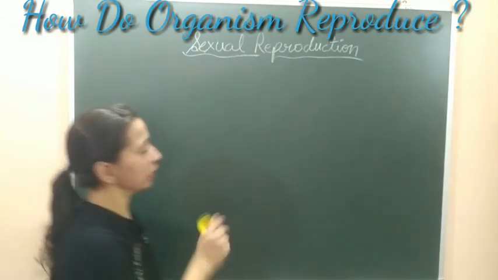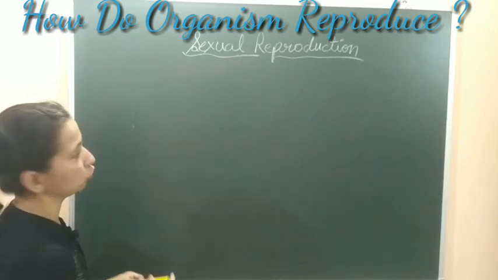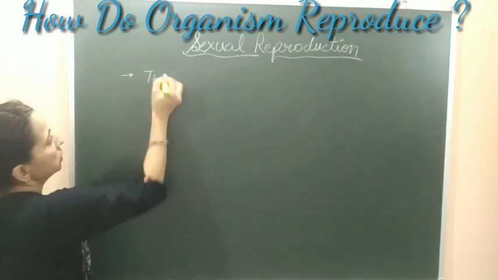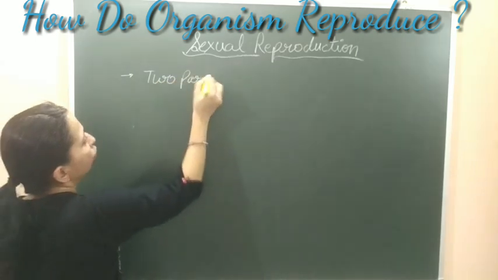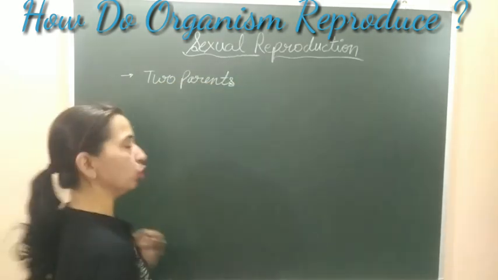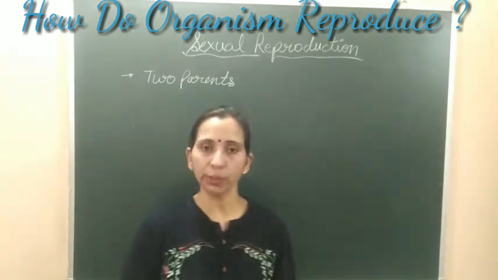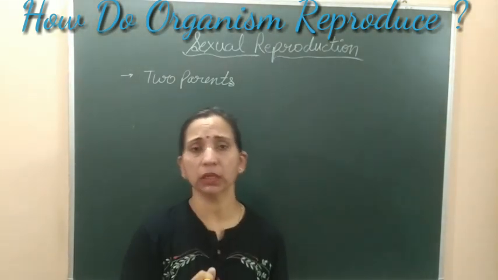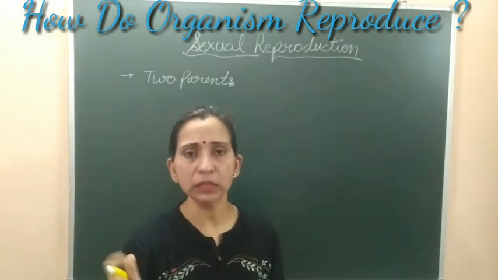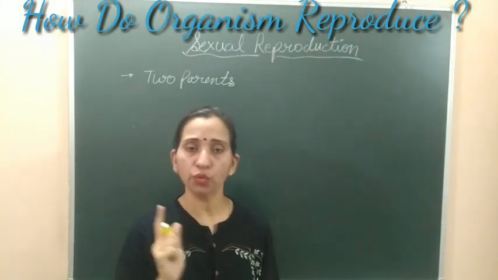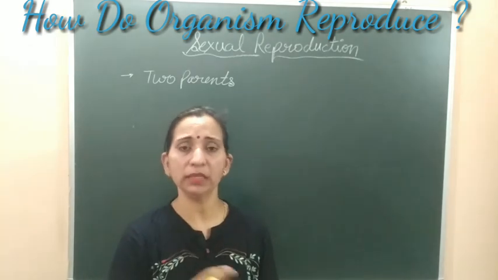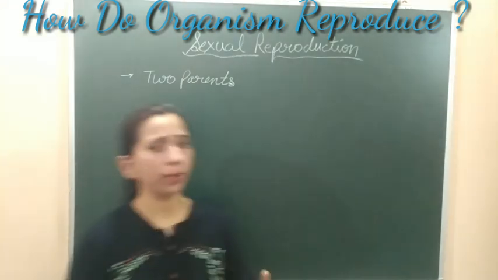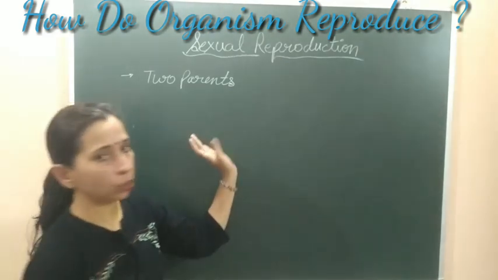So here we can say sexual reproduction is a type of reproduction in which two parents are required. Both the male and the female are required for the reproduction. As we saw in asexual reproduction, there we did not talk about male or female at all. Only one plant or one animal, one organism, is able to give rise to a new individual. But in sexual reproduction, two parents, two individuals, are required.